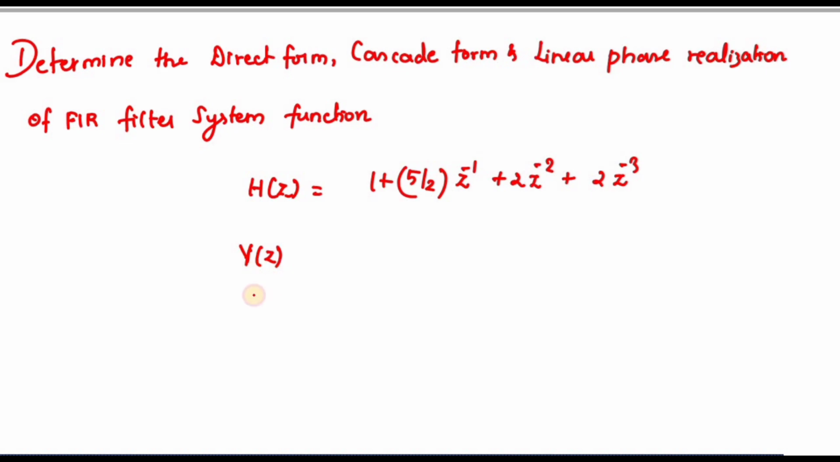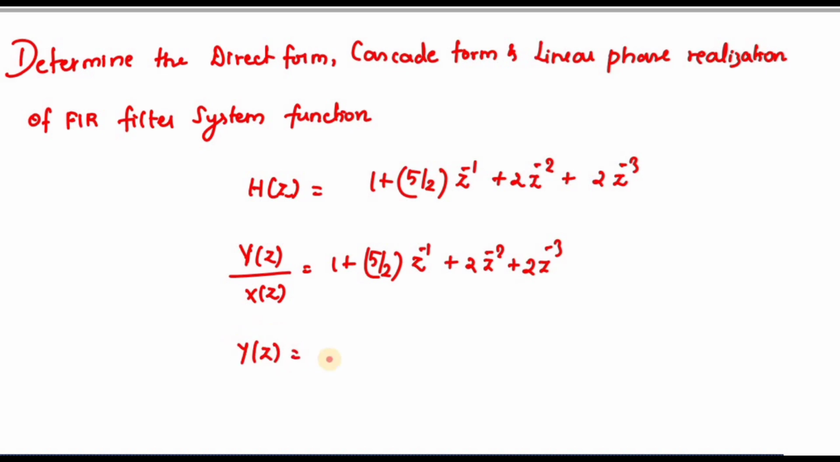We can write H(z) = Y(z)/X(z). After writing this equation, I can multiply and write Y(z) = X(z) + 5/2 z^-1 X(z) + 2 z^-2 X(z) + 2 z^-3 X(z).